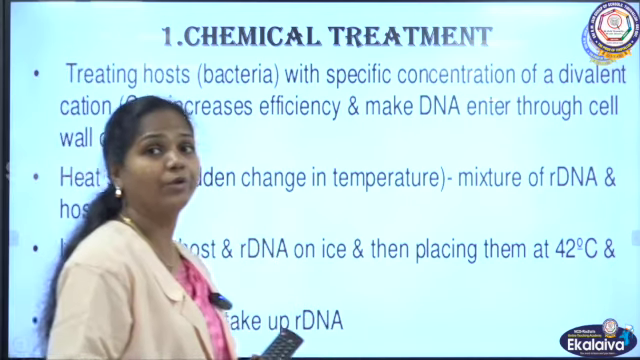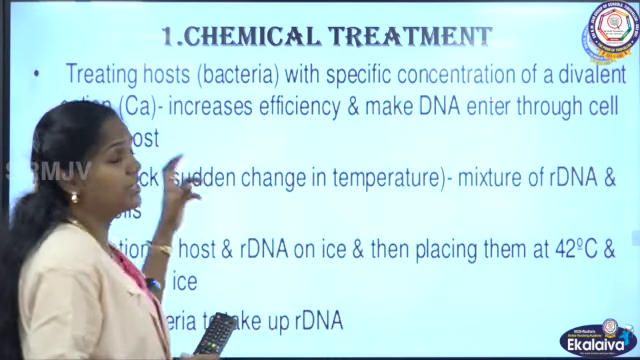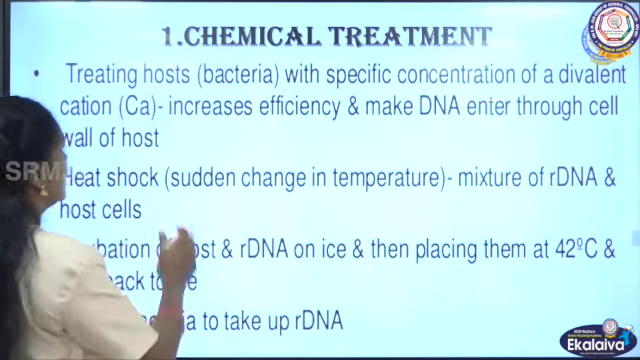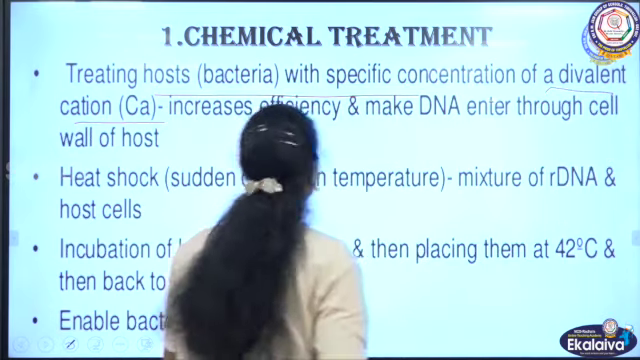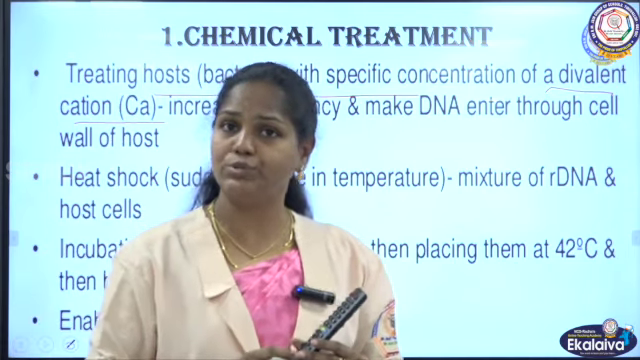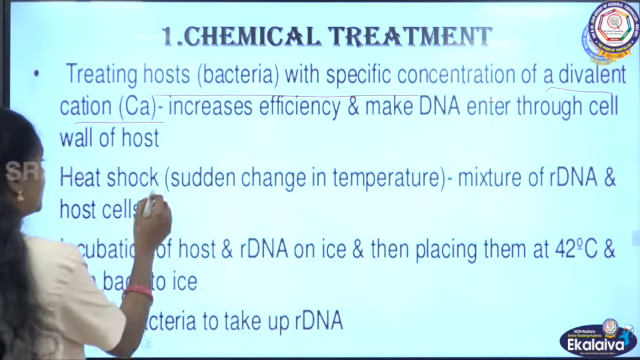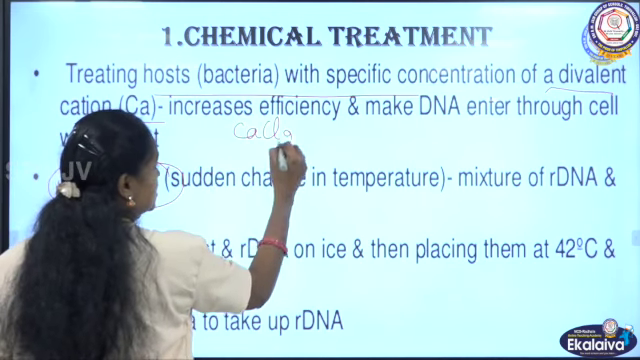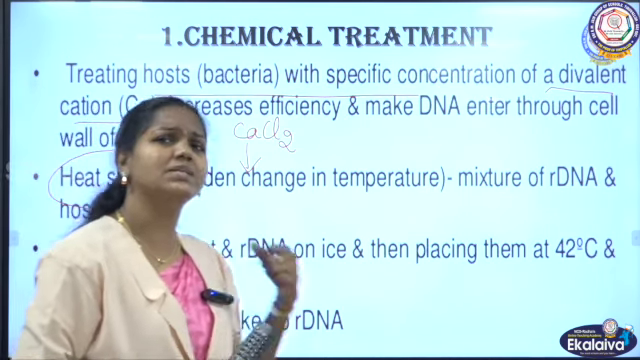The first method you are going to see is chemical treatment. Our host cell is treated with some chemicals to allow the entry of that rDNA into the host cell. The host is treated with a specific concentration of divalent cation, which is calcium. Actually we will be taking it in the form of calcium chloride solution. The host cell is first taken in calcium chloride solution, then it is subjected to heat shock treatment. What is that heat shock treatment?